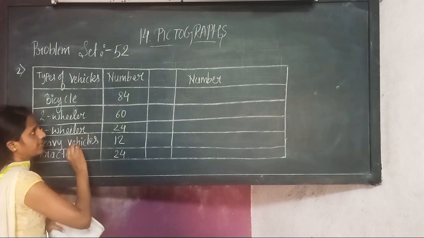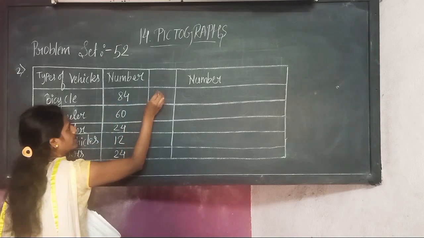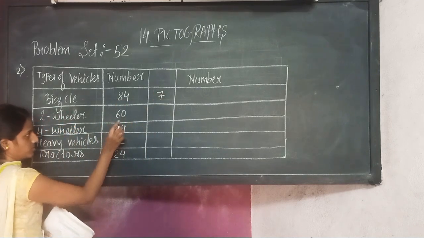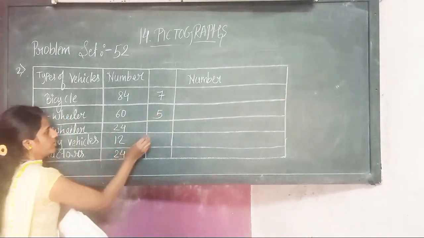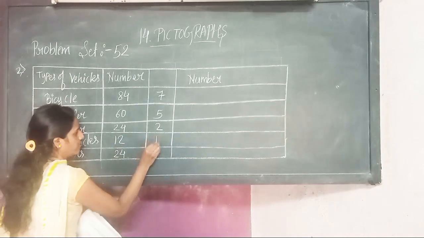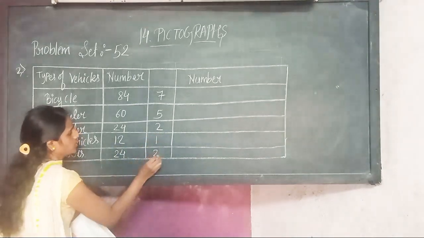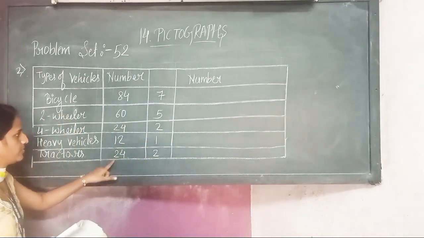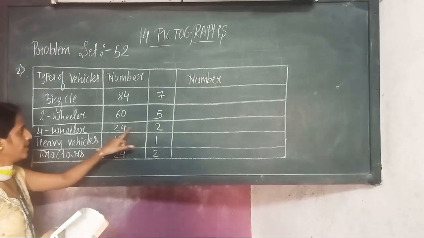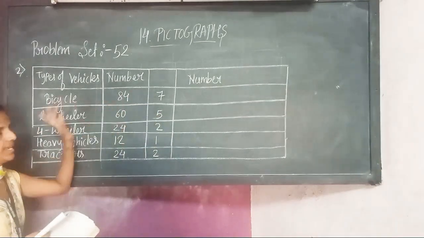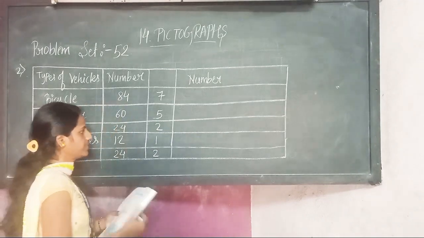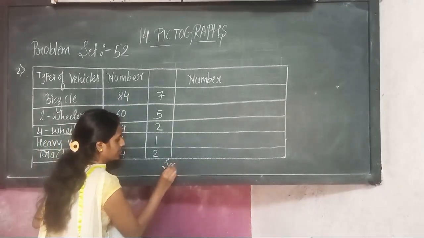Okay, in the table of 12, when does 84 come? That is 12 sevens are 84. 60 is 12 fives. And 24 will be 12 twos. 12 ones are 12. So: 12 twos are 24, 12 ones are 12, 12 twos are 24, 12 fives are 60, 12 sevens are 84. Just after writing this, we have to write the scale.